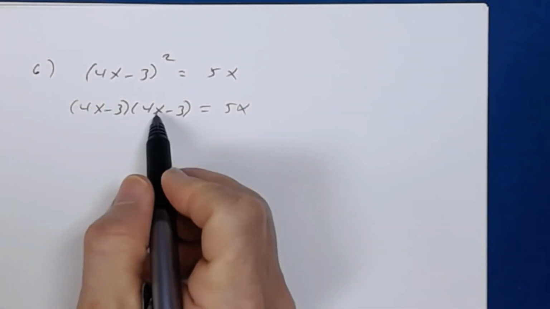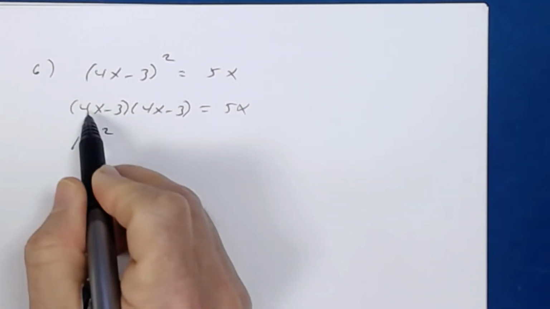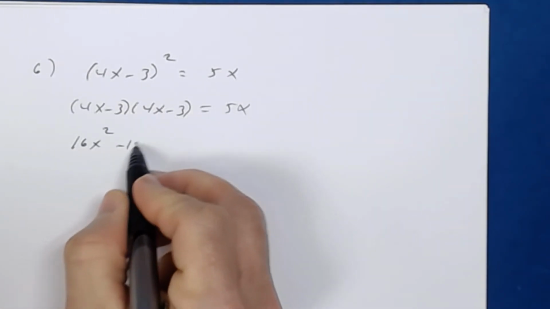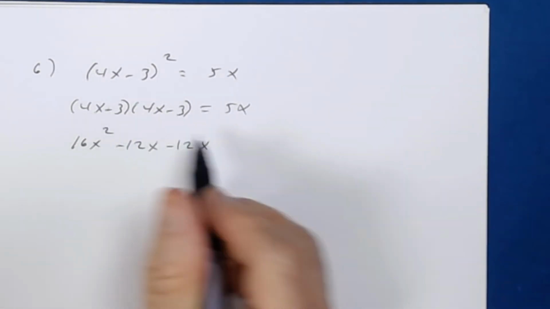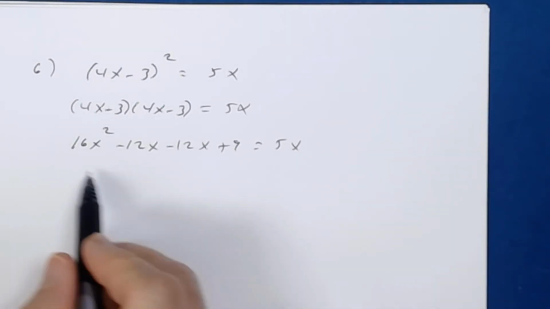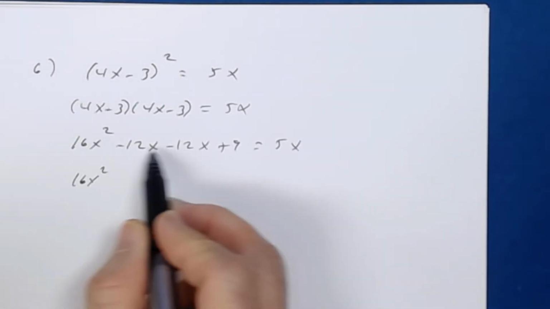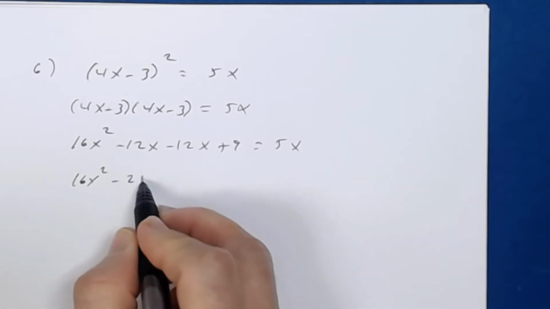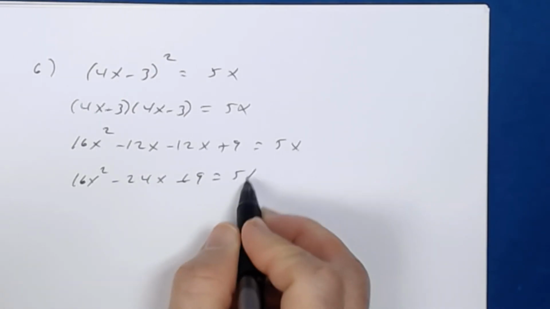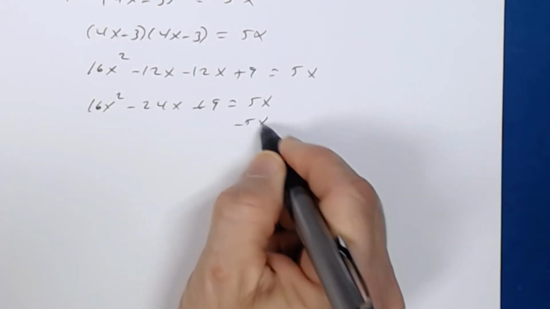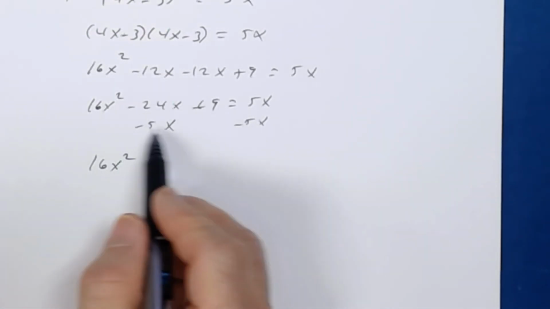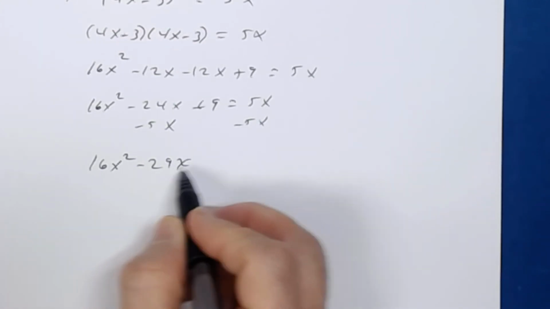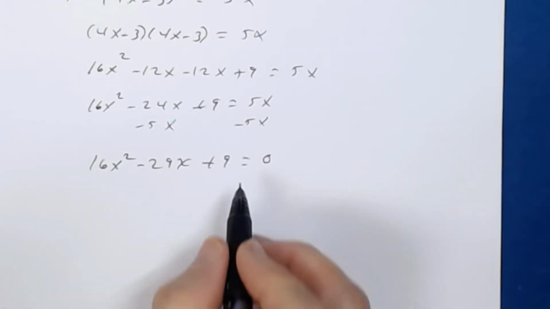When I FOIL, I get 4x times 4x is 16x squared. The outer is a negative 12x, the inner is also a negative 12x, and the last, a negative 3 times a negative 3, is a positive 9, equal 5x. Combine like terms, I get 16x squared, negative 12x and a negative 12x is a negative 24x, plus 9 equal 5x. Now I need to put it in standard form, so I subtract 5x from both sides and align my like terms. I get 16x squared, a negative 24x and a negative 5x is a negative 29x, plus 9 equal 0. Now it's in standard form.